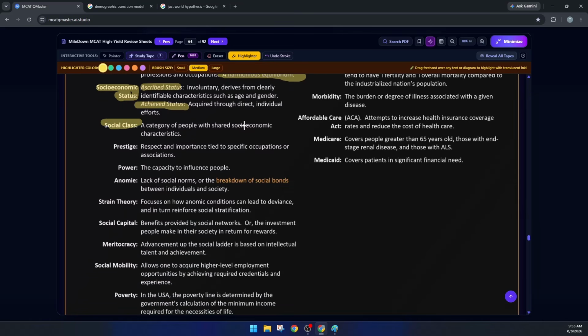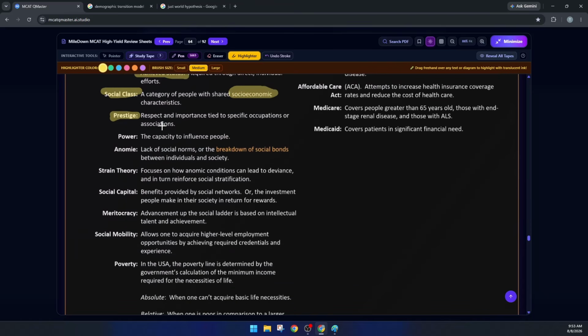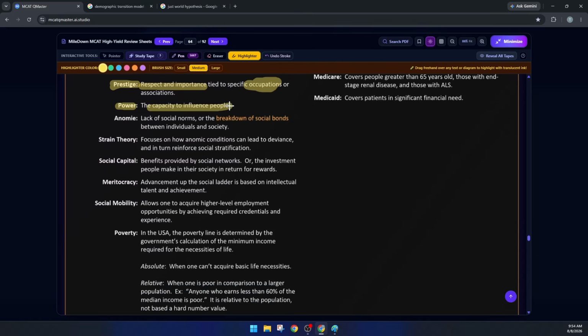Social class is a category of people who share socioeconomic characteristics. For example, lower class, middle class, high class. Prestige is respect and importance tied to specific occupations. For example, doctors and lawyers have a lot of prestige because of the perception of their field, right? Power is the capacity to influence other people.